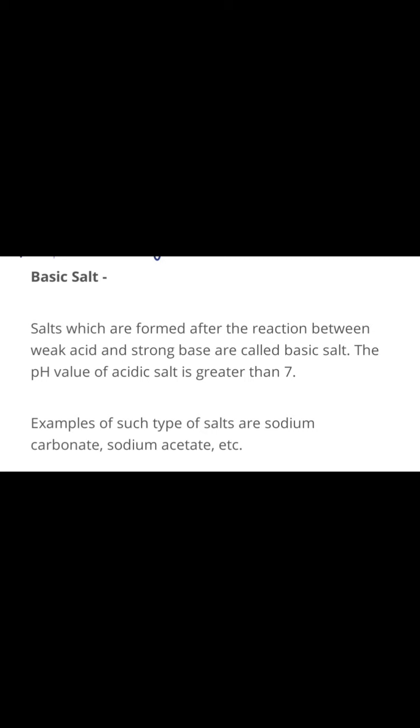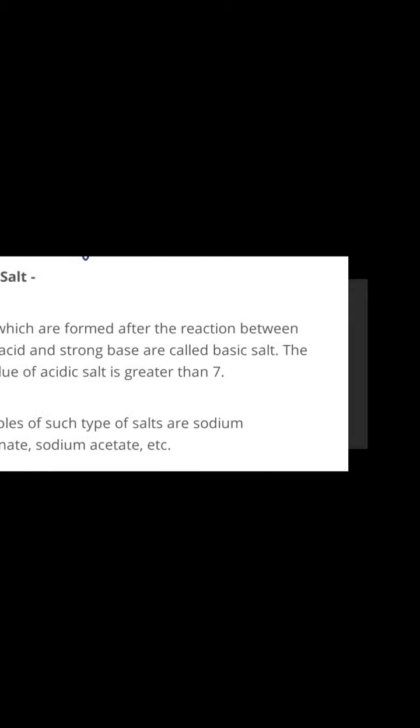Basic salts. Salts which are formed after the reaction between the weak acid and strong base. See, whatever is the strong, the same will be the salt. Here the strong base is there, therefore the salt formed will be basic, and its pH value is greater than 7. For example, sodium carbonate, sodium acetate, etc.